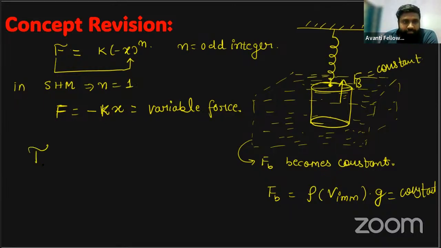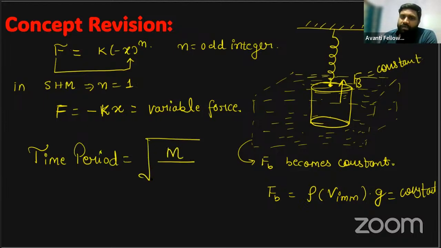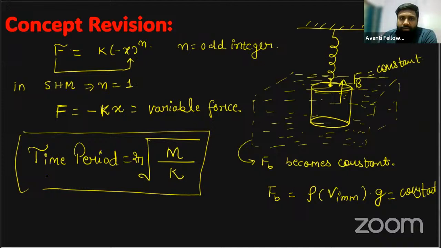So we can write the time period for this situation. Time period here is 2 pi square root of what? Inertia factor, which is mass of the cylinder, divided by now A rho g, you will not have here. It is simply 2 pi root of m upon k. Okay. So this you have to remember, that you need to only consider the force which is variable, not the constant one. Got it?